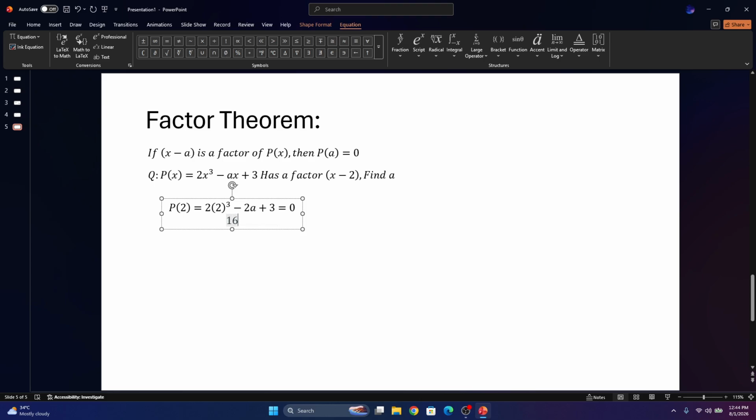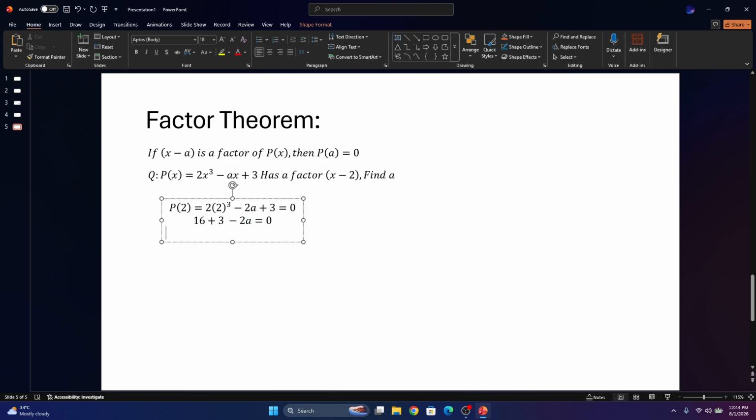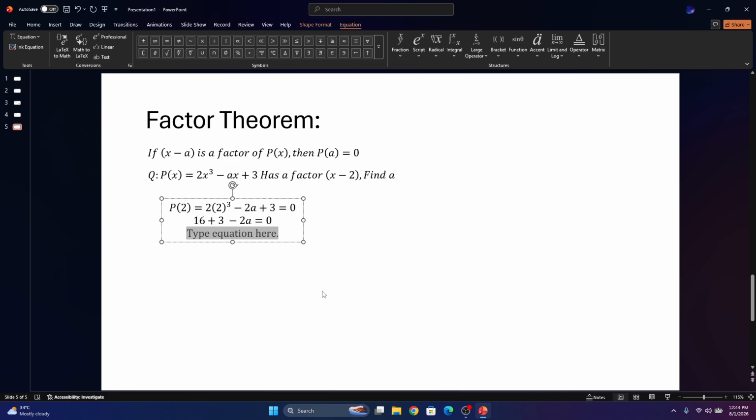16, since 2 cubed is 8, times 2 is 16, and then we're just going to add 3 minus 2a is equal to 0. Since both of these are constants, both of these are numbers, we can just add them together while a is a variable. So now we know that 19 plus 2a, sorry, 19 minus 2a is equal to 0.